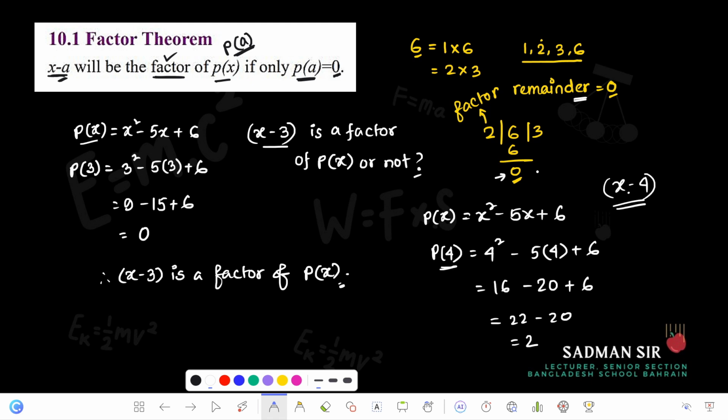I hope it is clear. In your textbook, there are some problems related to this factor theorem and remainder theorem. In our future videos, inshallah, we will be discussing that.